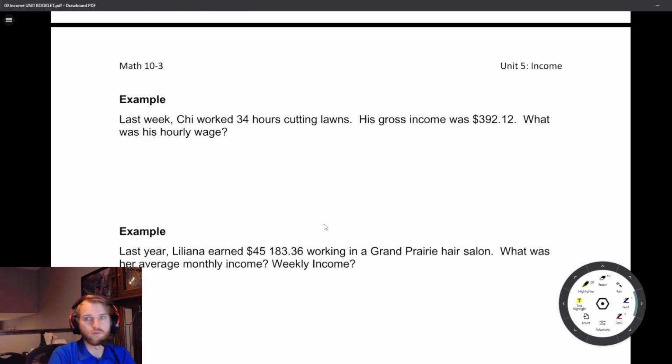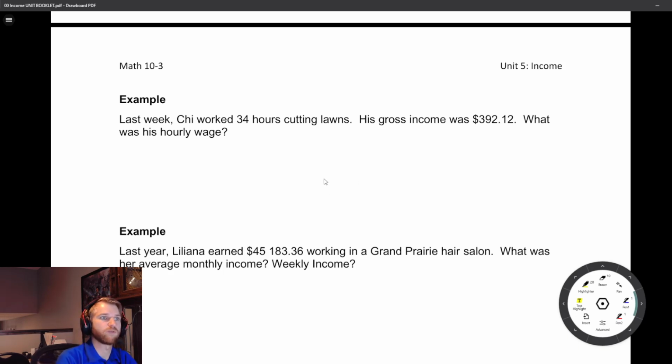Then we get down to this one. We're kind of going backwards. It says last week Chi worked 34 hours cutting lawns. His gross income, that means how much money did he make total without any deductions. So if it's saying gross, that means you made, let's say, this $392, but that's not counting any taxes or any expenses or anything like that that's coming off. So technically he made that much money, even though there's going to be stuff that comes out of that. So he made $392.12, and it took 34 hours.